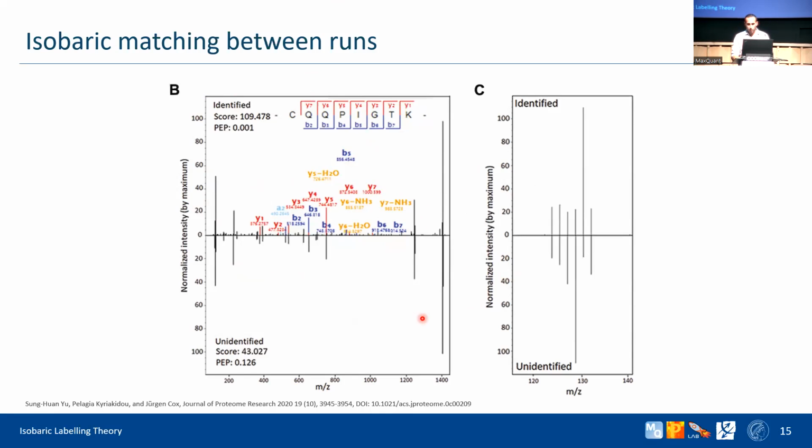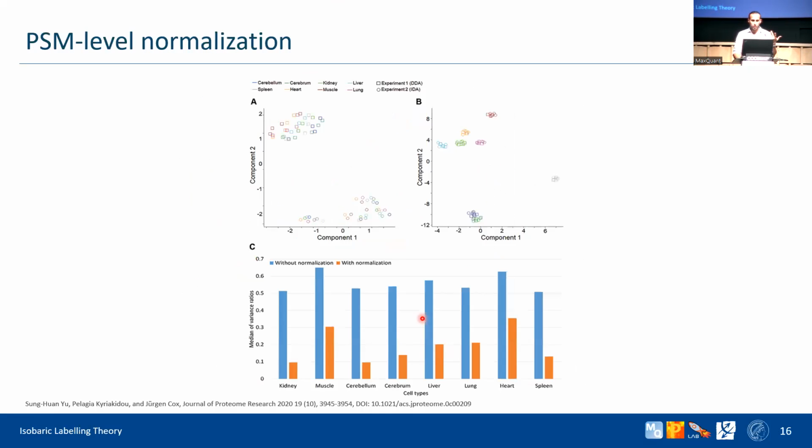So another thing is that the reporter ion intensities between n-plexes can differ. And for that, you need a normalization method. And we have a specific PSM-level normalization inside MaxQuant, which allows you to actually normalize the reporter ions in a way that they are comparable to each other.